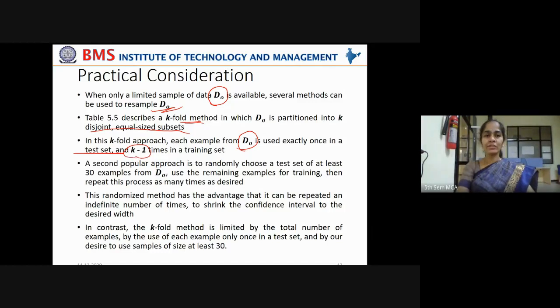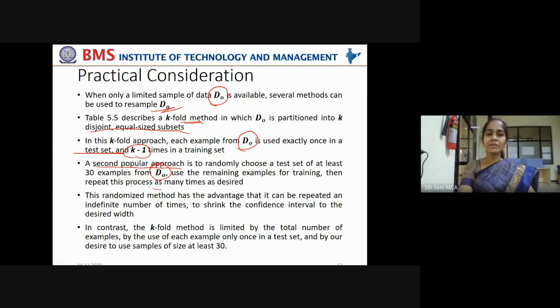That is quite obvious. Now, a second popular approach, completely different from cross-validation. What is that approach? The second approach is to randomly choose a test set of at least 30 examples. The test set we take with 30 data points from D naught, that is the sample we have taken from the main distribution D. Use the remaining examples for training. Say there are 100 data points in this D naught. 30 you randomly choose for the test set and the remaining 70 data points you use for the training set.